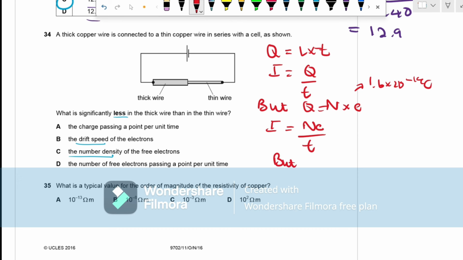But I know that my number density is basically the number of particles that I have per unit volume. Density is mass per unit volume. Number density is number per unit volume, right? Number of particles per unit volume. So N is going to be equivalent to n times V. So I can remove N in that equation. So my I is going to be equivalent to n times V times e divided by T.